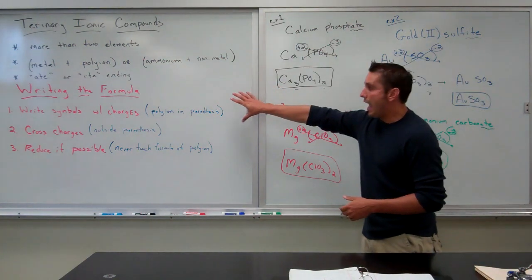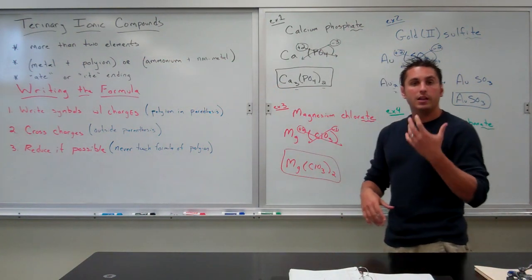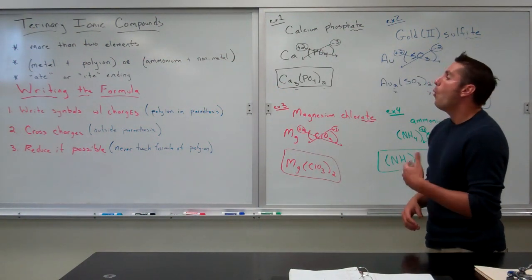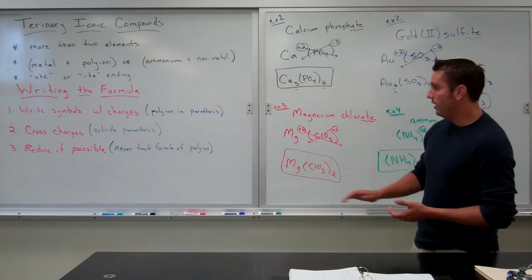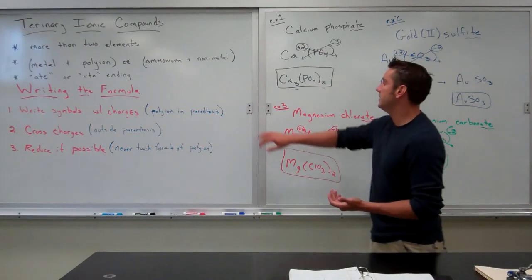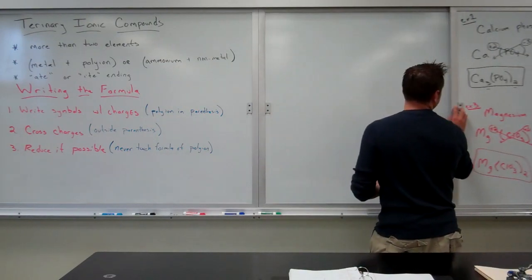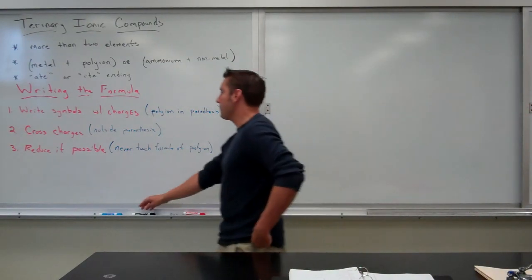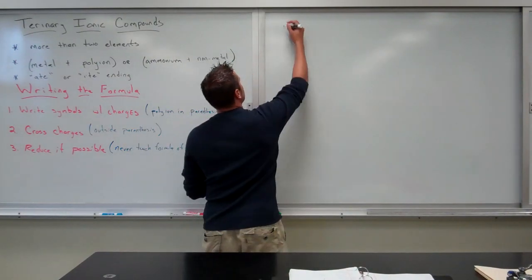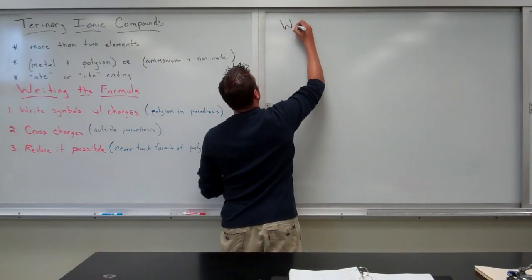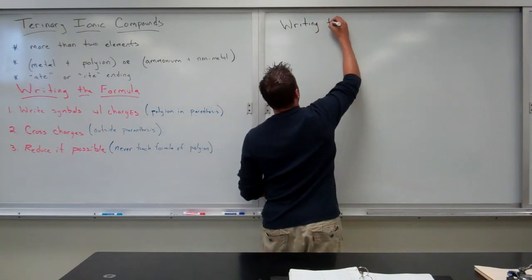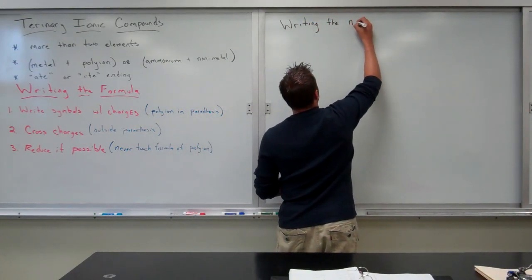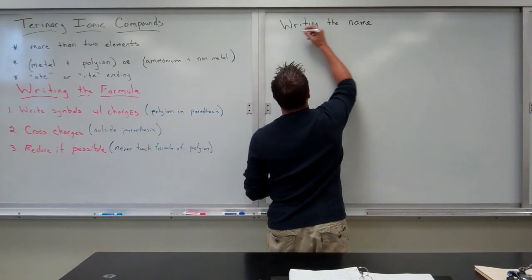So there's the one half of the street. How do we write the formula if we're looking at the name? What do we do if we are looking at the formula and we want to write the name? So let's take a look at that. In your notes, call this writing the name.